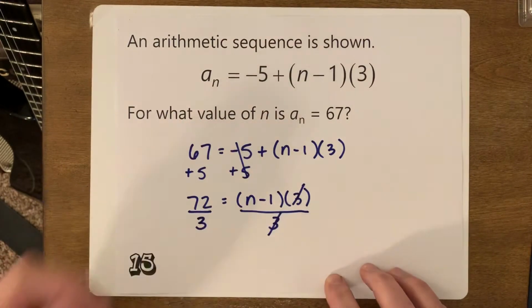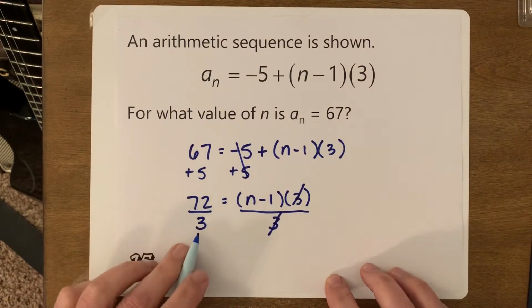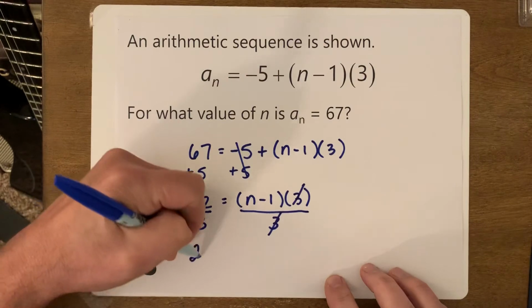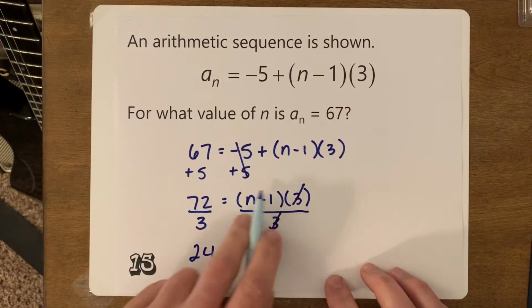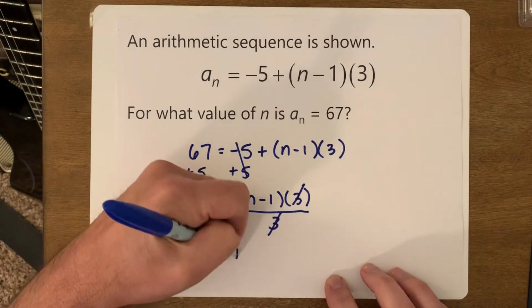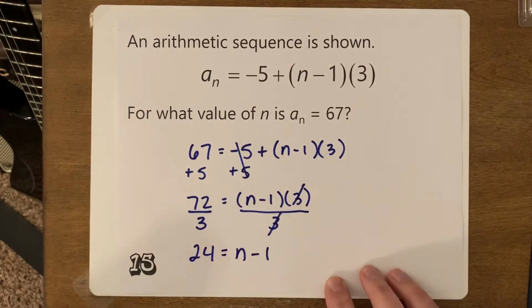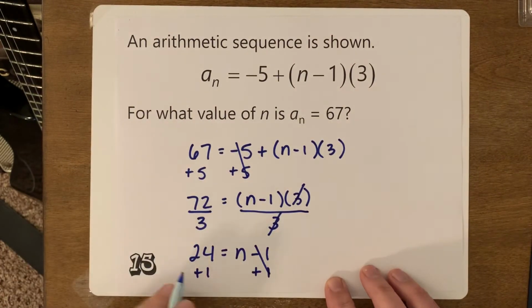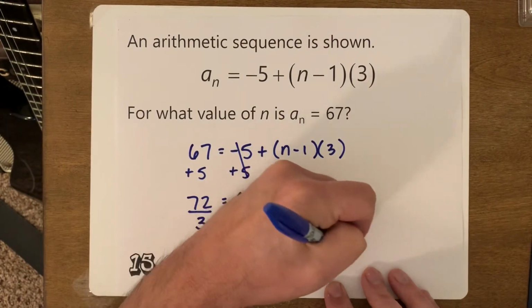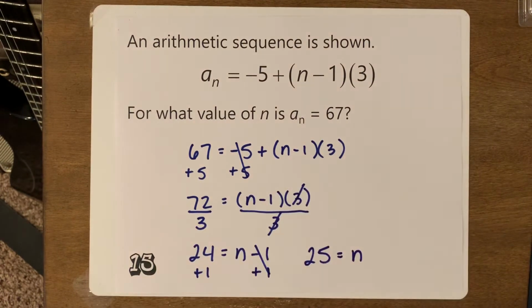Those 3's cancel, multiplicative inverses. 72 divided by 3 is 24. Okay, since that goes away, the parentheses go away here too. There's nothing in front. Now all I have to do is add 1 to both sides. And 24 plus 1 is 25. So it turns out that the 25th term is going to be 67.